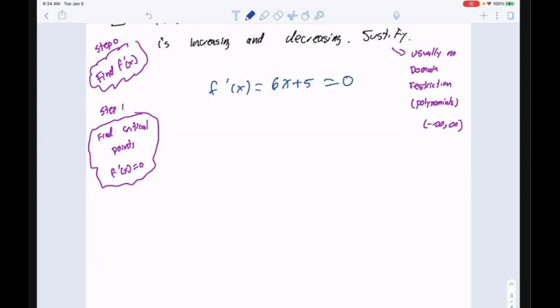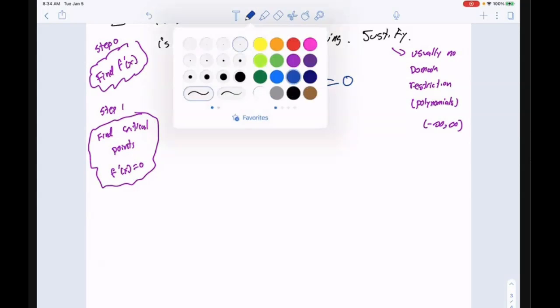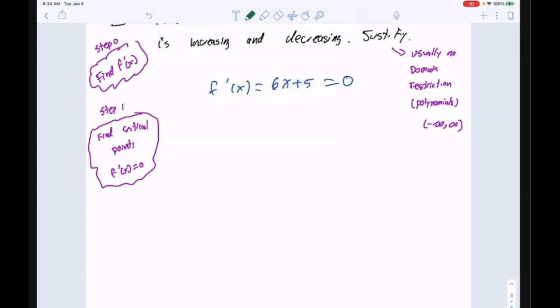That's pretty easy math, right? It should feel comfortable. So we get 6x equals -5. Divide by 6, we get x equals -5 over 6. Now this is the critical point, and it's only one. A lot of times you're going to get 2, so you may have to do some quadratic factoring, which I'll do for our next one. Sometimes you get 1, sometimes you get 2.